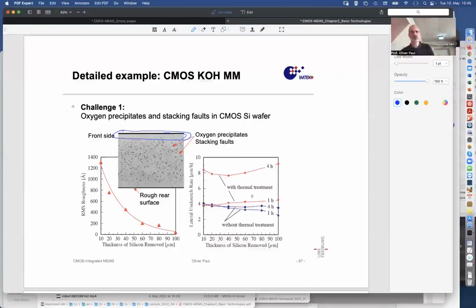This is documented here, where actually there is the standard thermal treatment. The under etch rate per hour is 8 micrometers per hour, and without the thermal treatment, or with the modified thermal treatment, it can be much lower. So that was a first thing.